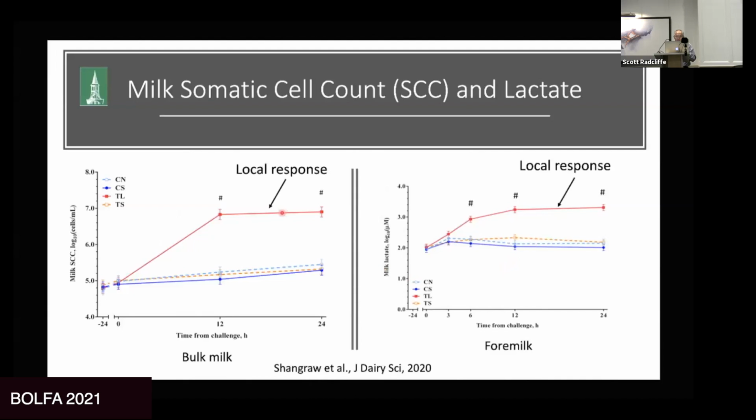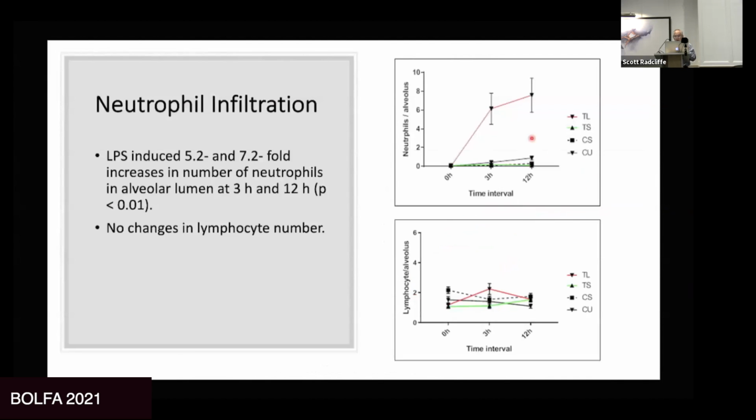So you can see this is the TL, the LPS treated gland, which is the only gland with a high SCC, somatic cell count. So it only happens in this quarter, not in all the other 3 quarters, including the saline treated gland in the same animal. And milk lactate too showed a clear local response. So consistently, we see a quick infiltration of lymphocytes, mainly neutrophils, into the mammary gland.